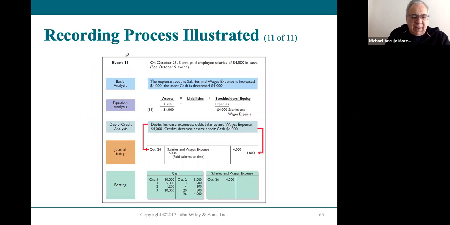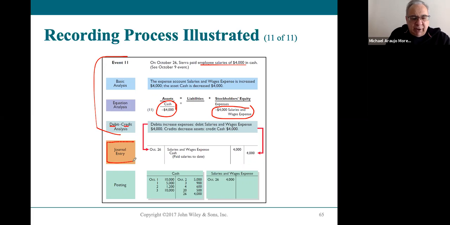Okay. And the last event we did, we paid those salaries, $4,000 in salaries here. We analyzed this. We said, okay, a salaries and wages expense. Remember, expenses take away from that profit that we have. So in essence, to reduce stockholders' equity, expenses are on the debit side, and we have less cash. So we debit the expense and we credit cash.